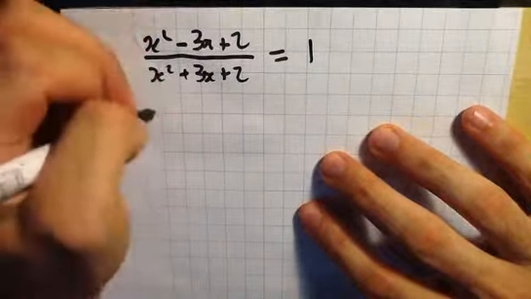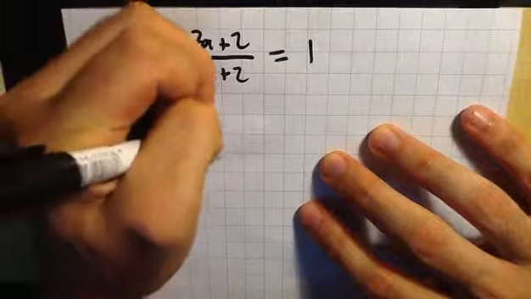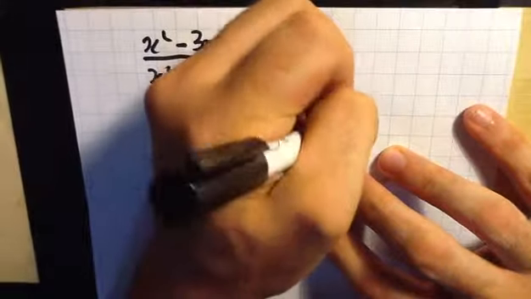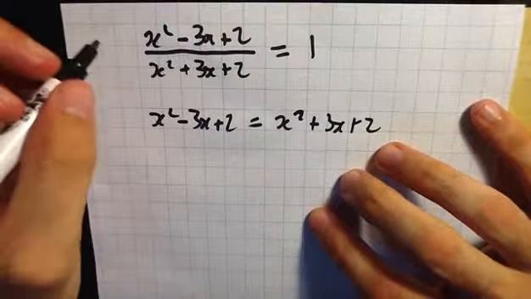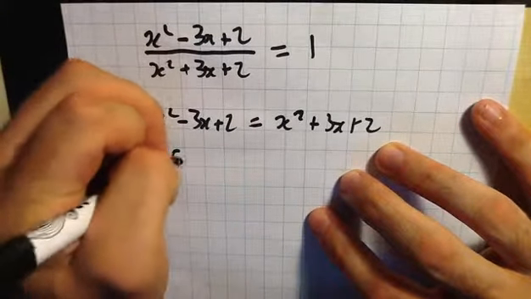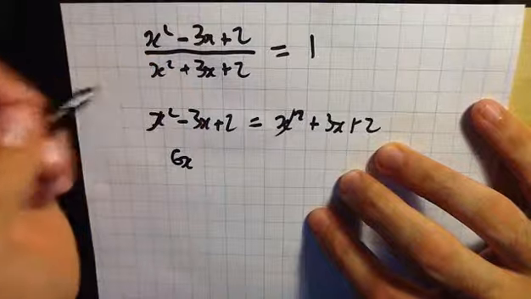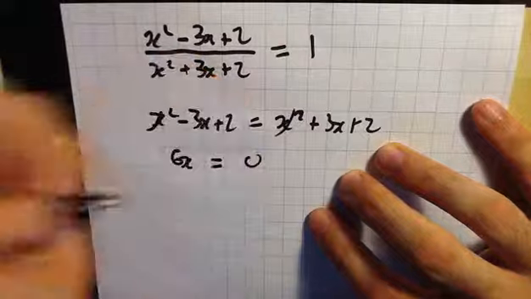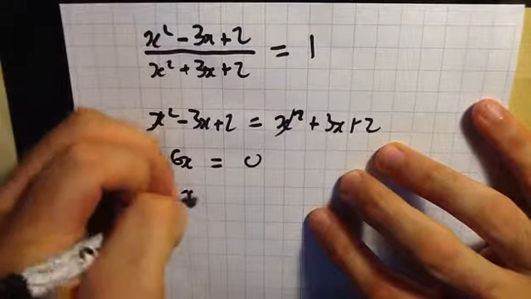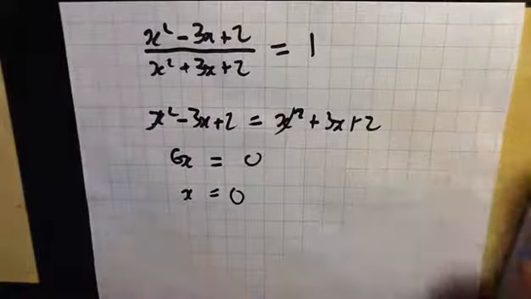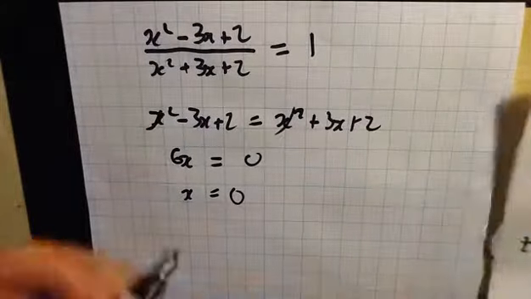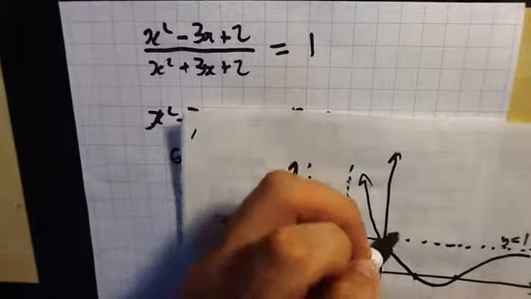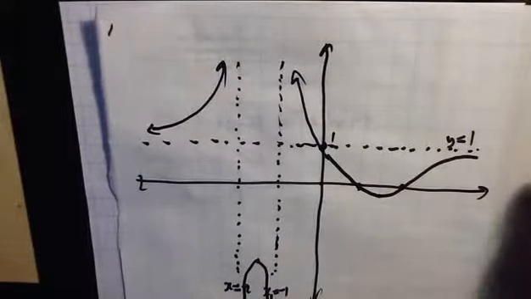Now watch this. If I rearrange this, I get x squared minus 3x plus 2 is equal to, bring that up there, multiply it by 1. Collect like terms: the x squareds cancel out, and it's going to give me 6x is equal to 0, and x equals 0. So what that shows you is that this graph crosses this asymptote at x equals 0. So x equals 0 is where it crosses the asymptote, at the y-intercept there. That's just a little nifty thing to know.